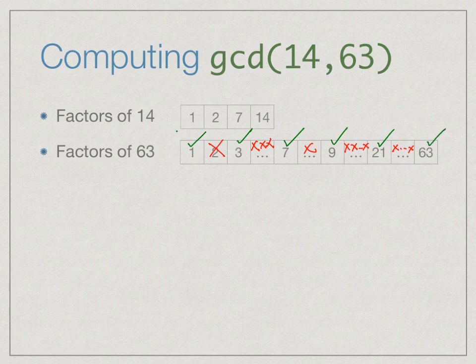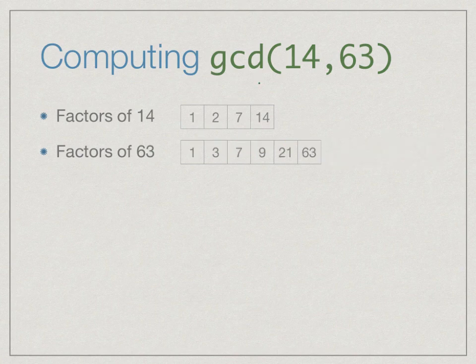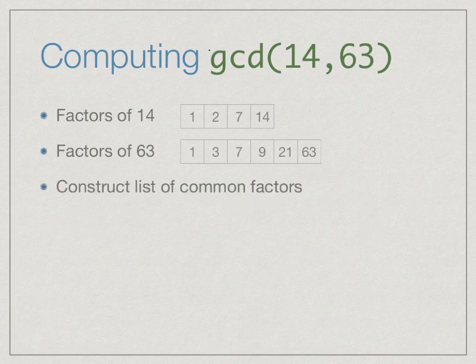So if we go through this systematically from 1 to 63, crossing out each number which is not a factor, we end up with the list 1, 3, 7, 9, 21, and 63. Having computed the factors of the two numbers, 14 and 63, the next step in our algorithm says that we must find the largest factor that appears in both lists. So how do we do this? How do we construct a list of common factors?